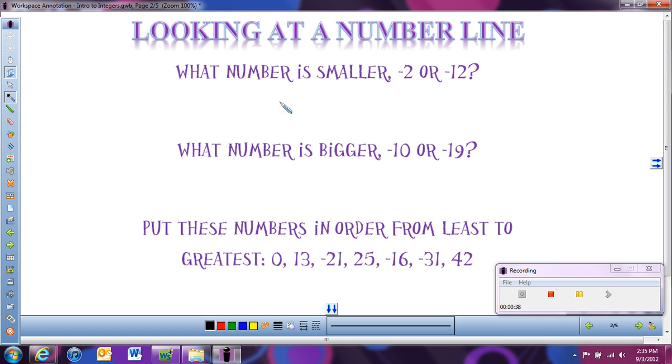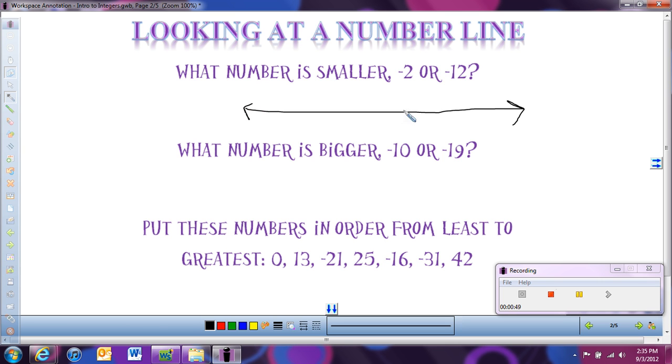First of all, if we want to look at numbers, we can look at them on a number line. And sometimes we need to be able to compare numbers to see which one is bigger or which one is smaller. Now we know that if we're looking at positive numbers, the further we go to the right, the bigger the number gets. When we're looking at negative numbers, it's the opposite. The further we go to the left, the smaller the number gets.